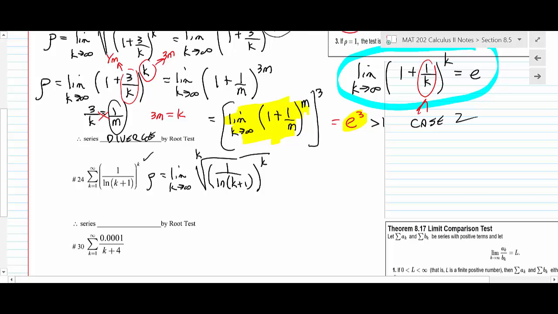k goes to infinity. And as we're doing these different tests, we're kind of working with the limit over and over again, aren't we? Okay, so they have a lot of commonalities. So what we're going to have is the limit as k goes to infinity of 1 over ln of (k+1), like that. All right, now, what do you think the value of this limit is?